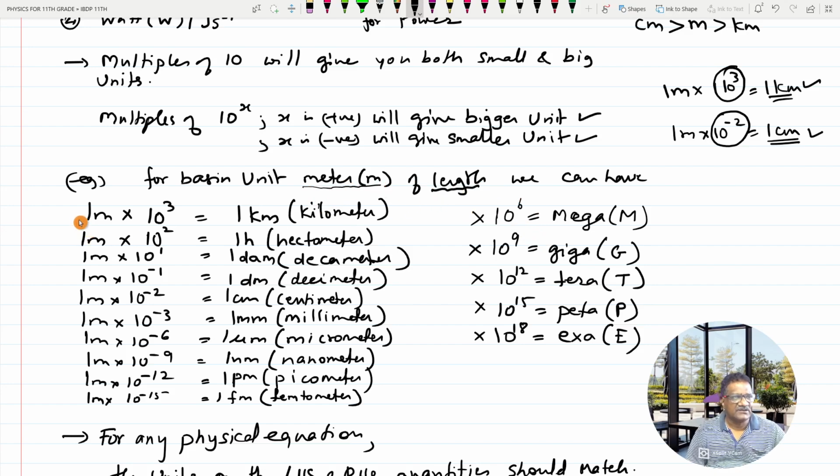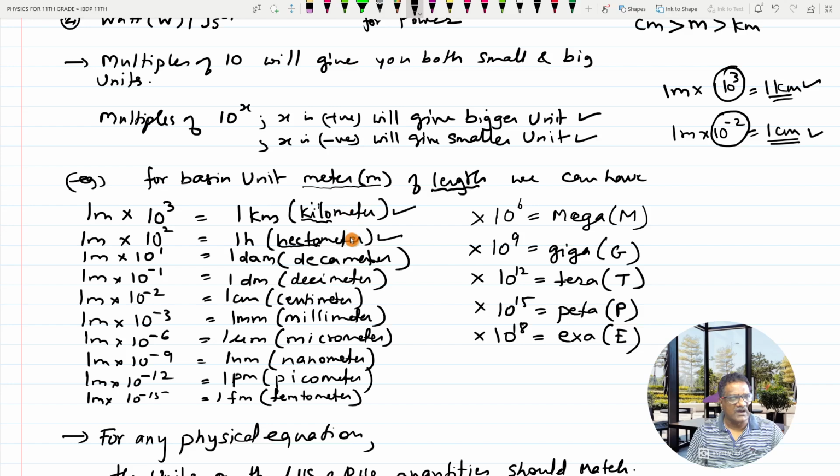So 1 meter into 10 raised to 3, when you multiply by 10 raised to 3, will make it a bigger unit. So this 1 kilometer is a bigger unit. When you multiply by 10 raised to 3, the unit is named kilometer. 10 raised to 3 stands for kilo. 10 raised to 2 stands for hecto. Now this is very rarely used, but if you multiply any unit by 10 raised to 2, it will be called hecto. So since this is meter, we'll call it hectometer.